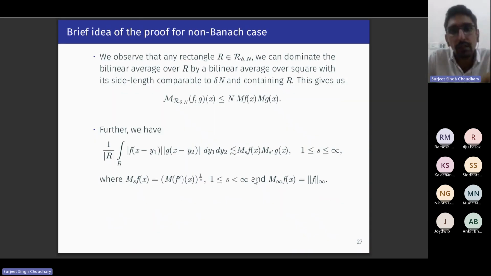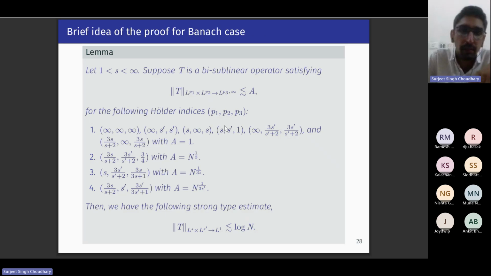Using the interpolation, we can obtain weak type estimates for all these points for any s between 1 and infinity. And then using this lemma, we will get a growth like log n, and that will prove the result for the Bálint-Ivanov-Dalmarre maximal function.